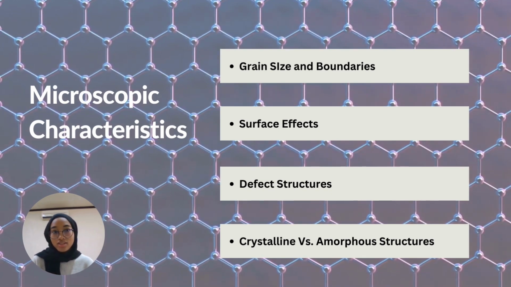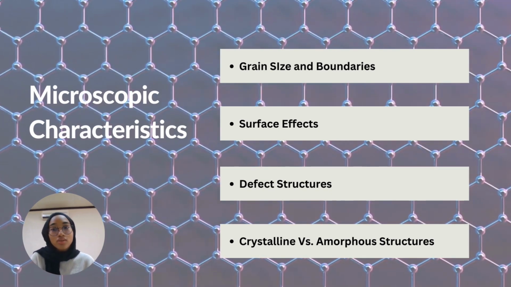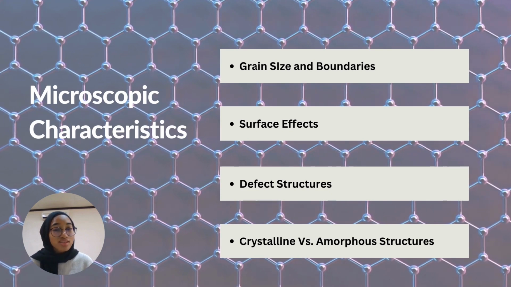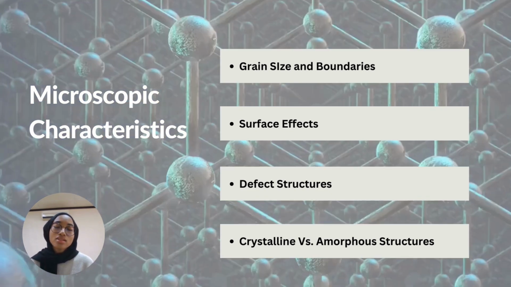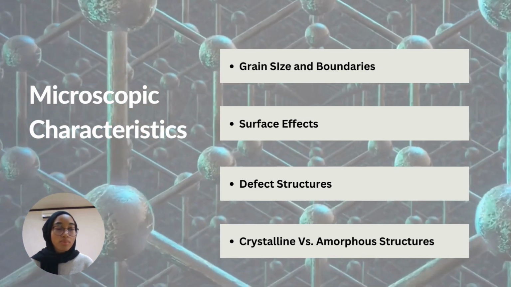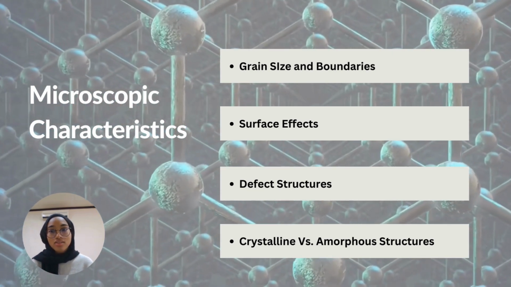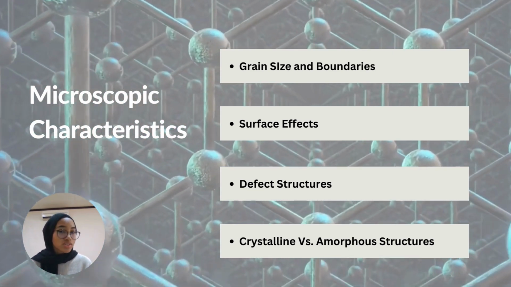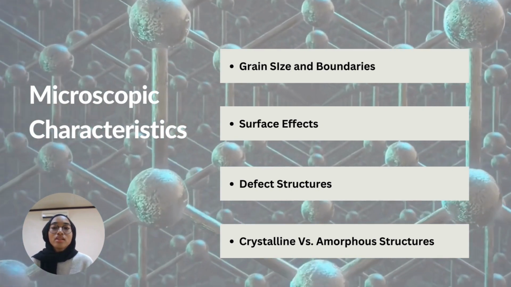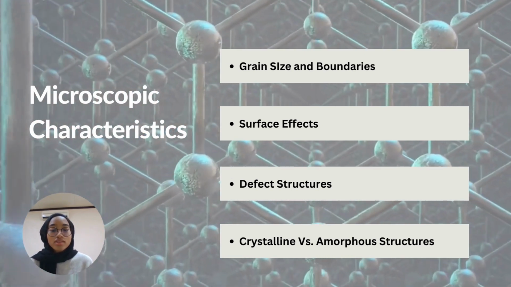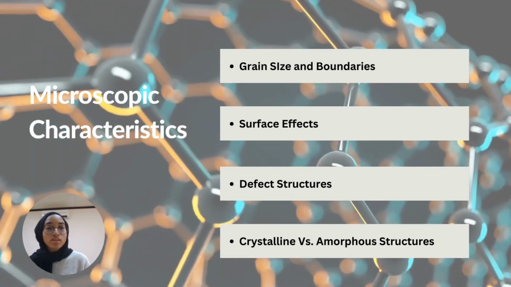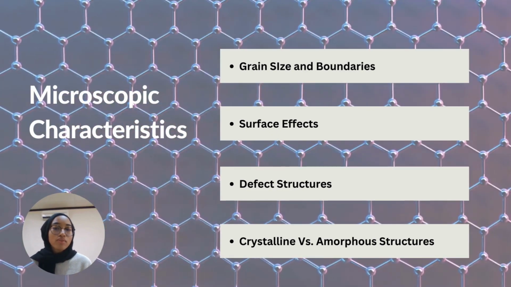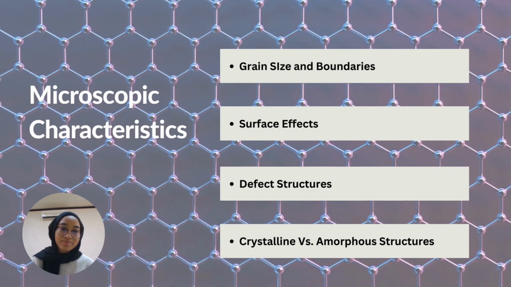And the third one is defect structures, where nanomaterials typically have a lower defect density, yet the presence of point defects and vacancies can still substantially influence their properties. And the last one is the crystalline versus amorphous structures, where crystalline nanomaterials display high strength and modulus owing to their ordered atomic structures, which give rise to unique deformation mechanisms.